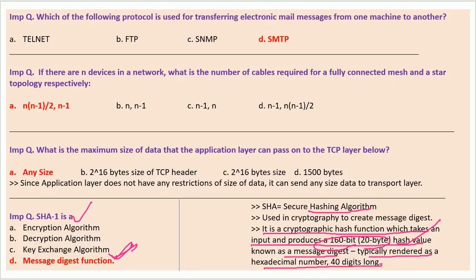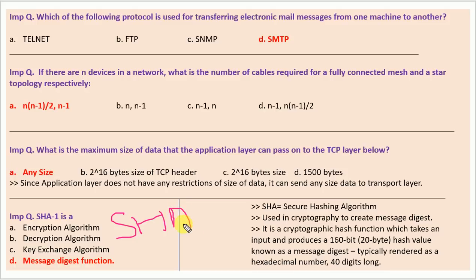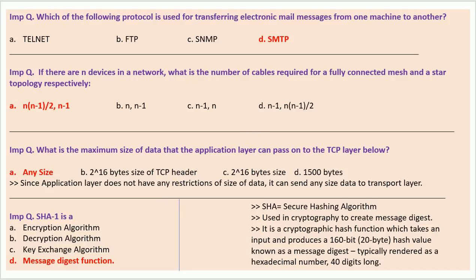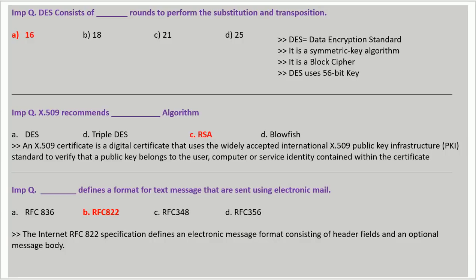Now we have SHA2 and SHA3 as well, and SHA3 is the latest version of SHA. But the basic thing you have to remember is that SHA is basically used for the message digest function. All you have to remember is message digest function. SHA1 is a message digest function. Okay, I think this is all related to SHA1. Let's move to the next question.